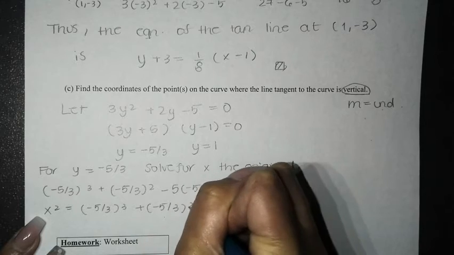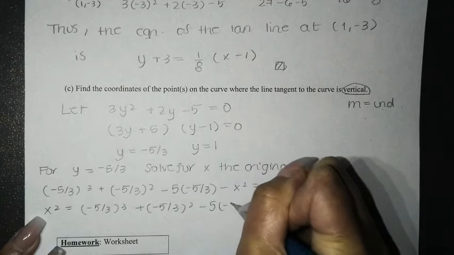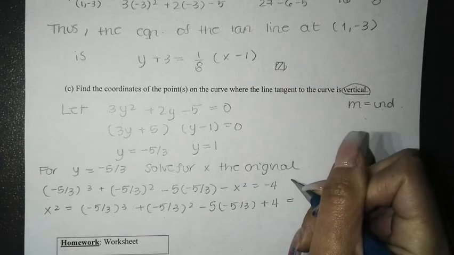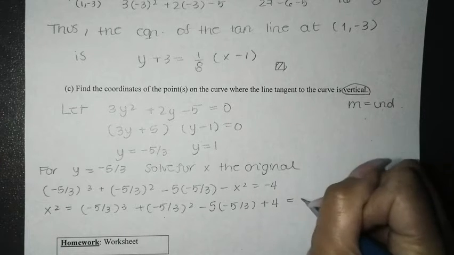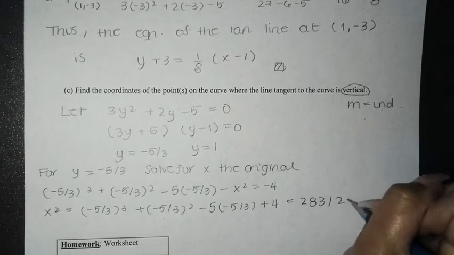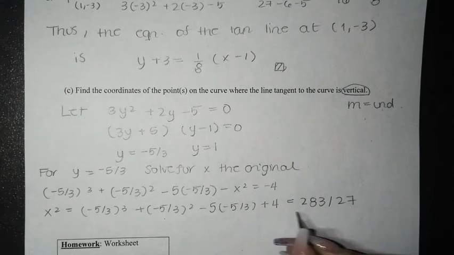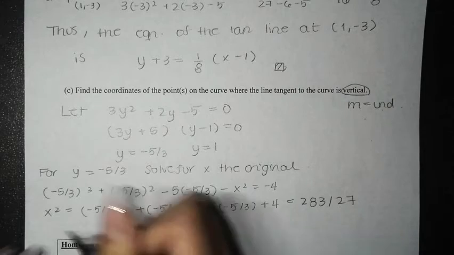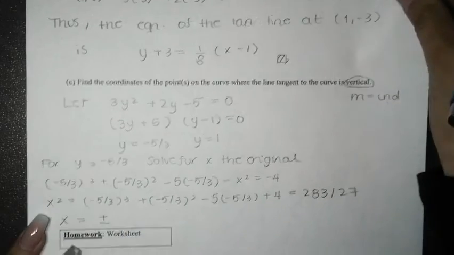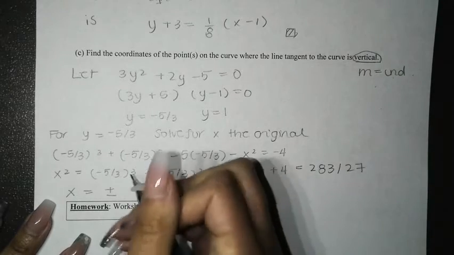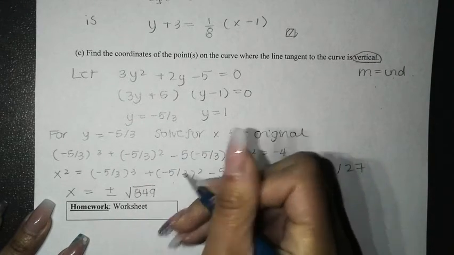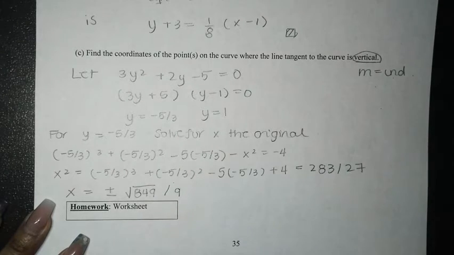Then I combine it. When I combine this equation, I plug it in the calculator and get 283/27. And you're going to be like, what in the world, what are you going to do? Square root. So you have x equals plus or minus root 849, which is the number I got from the calculator, divided by 9.